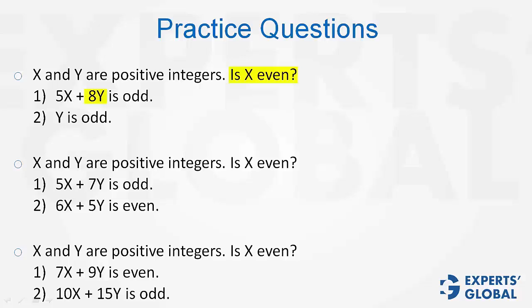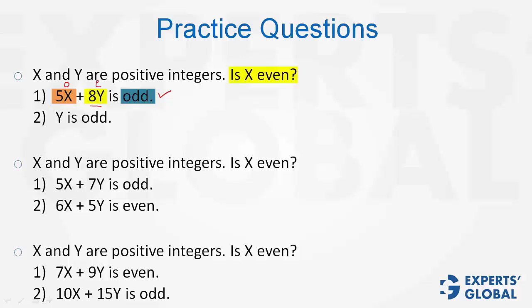Now, see, 8y is supposed to be even, irrespective of whether y is even or odd. Then the sum is odd. 8y has to be even. Sum is odd. Therefore, 5x has to be odd. If 5x is odd, x is odd. X is odd, so we have an answer. That no, x is not even. Remember, no can also be an answer.